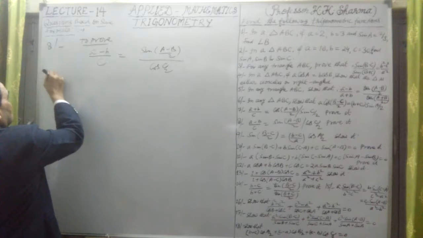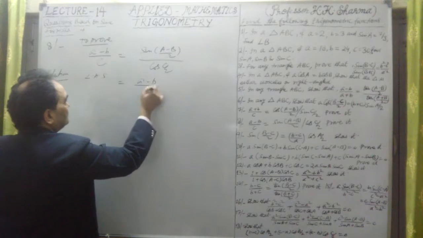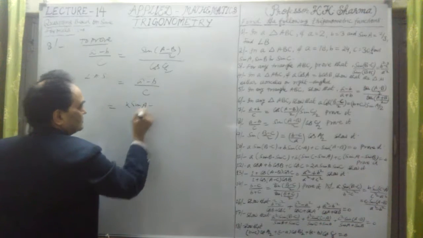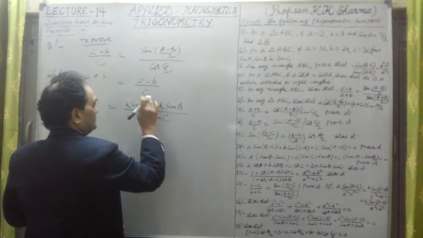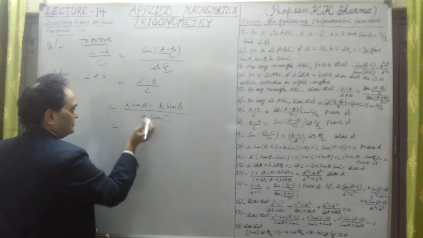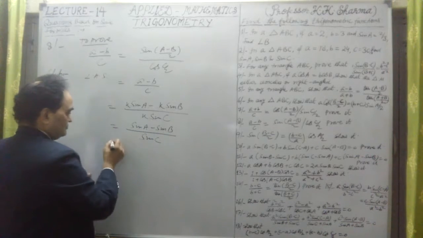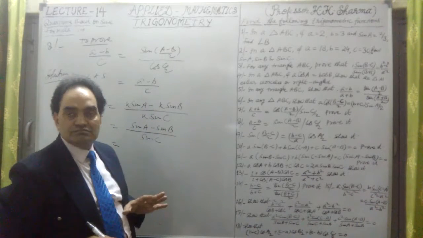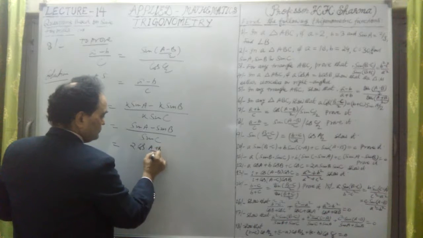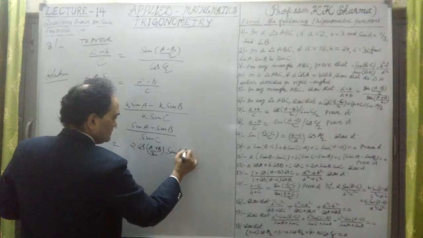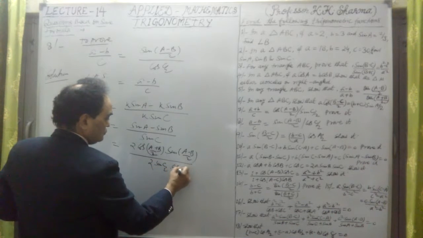Let us take the left hand side. Solution. So left hand side, again, this is (A minus B) upon c. Putting the value, this is K sine A minus K sine B. Try to understand. And this is K sine C, this is small c here. K cancels out. This is now (sine A minus sine B) whole divided by sine C. But sine A minus sine B, if there is a minus sign in between, then first comes out as cos. It will be 2 cos (A plus B) by 2 into sine (A minus B) by 2, divided by sine C, which is 2 sine C by 2 into cos C by 2.